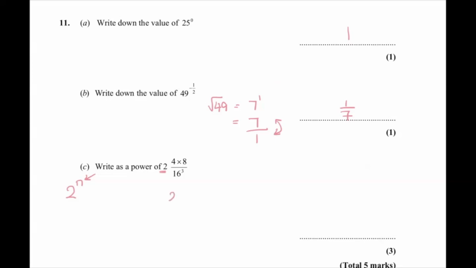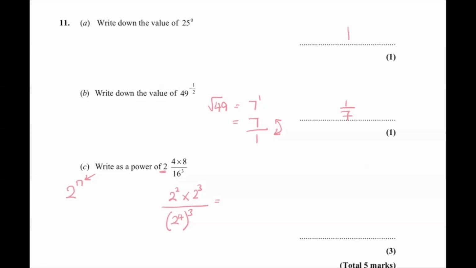4 could be written as 2 squared. 8 could be written as 2 cubed. Now, 16 is a little bit trickier. We've got 2 to the 4 for the 16, but that is being raised to the cube, to the 3. So now we've got everything written out, we can start the process.